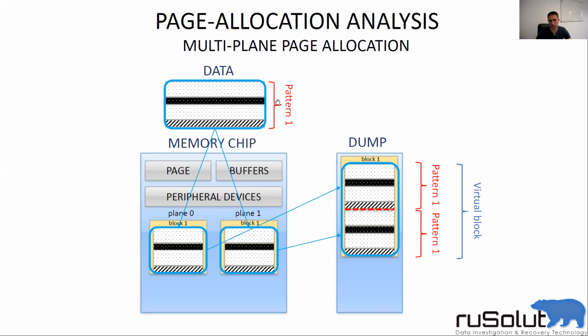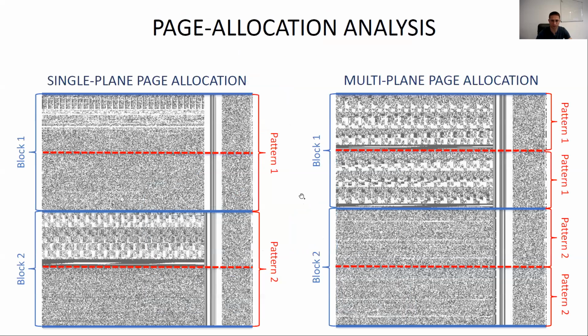Because in case single page allocation was used, we might, by some coincidence, see a repeatable pattern, but in most cases, like 99% of cases, we won't be able to find repeatable patterns within one virtual block. So that's how we can see the sign of multi-plane page allocation usage. Now let's see how it looks on real dumps, on real examples.